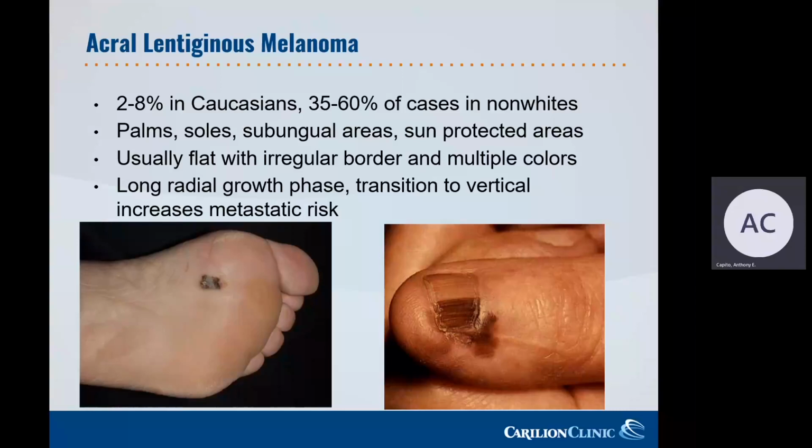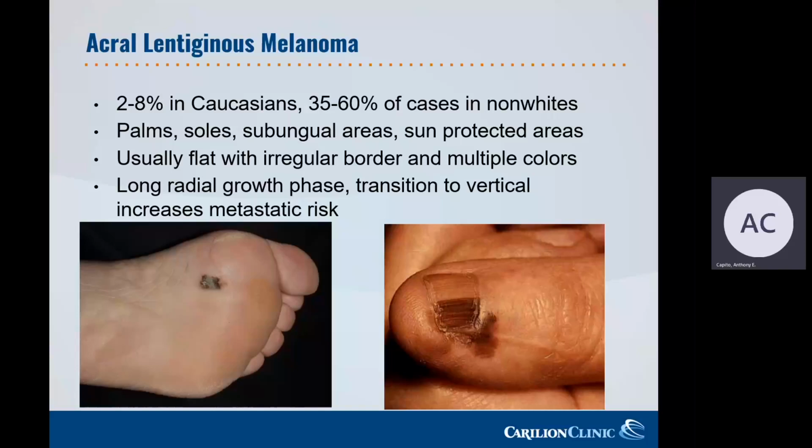So acral lentiginous, so 2 to 8% in Caucasians. This is on the palm or sole of the hands or feet. This is the number one type in non-Caucasians. These are in the glabrous skin.